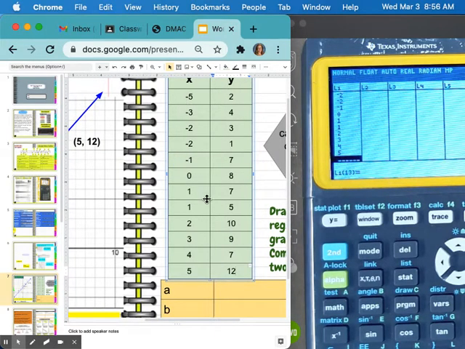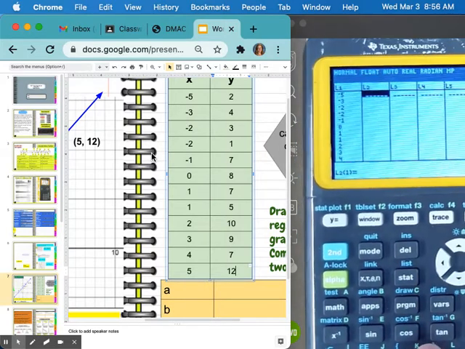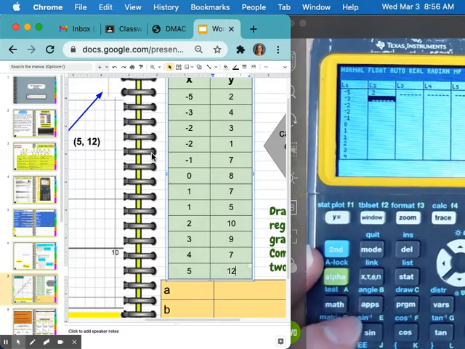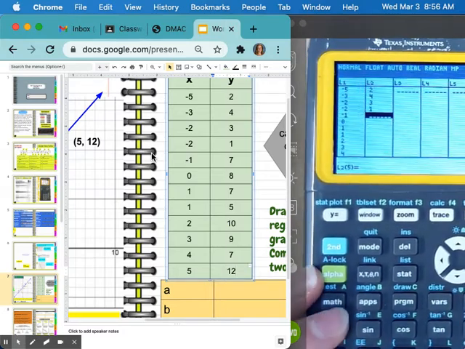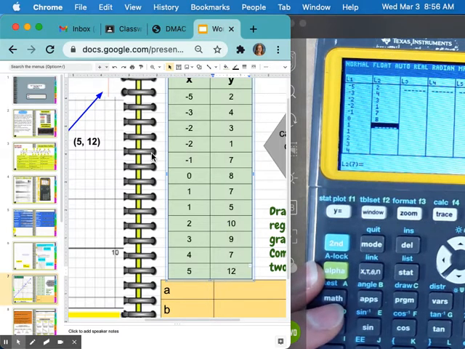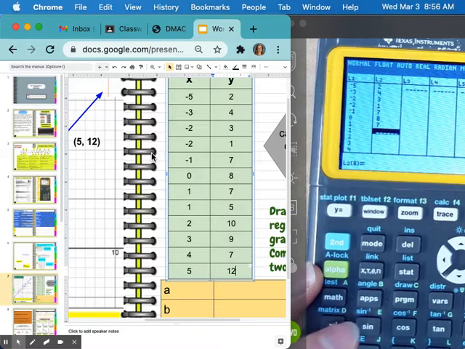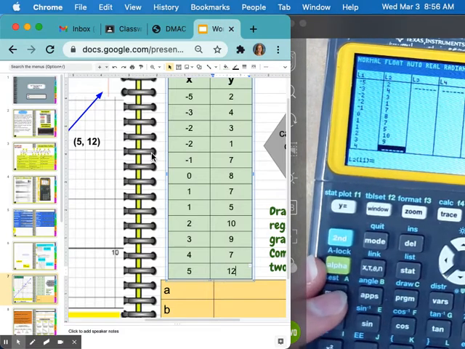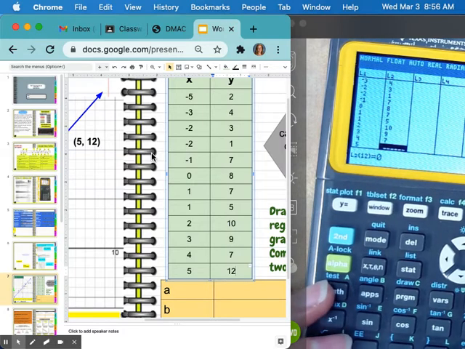So there are 12 values. Make sure you get those 12. Now arrow over and make sure you start with the -5, and that's 2, 4, 3, 1, 7, 8, 7, 5, 10, 9, 7, 12.